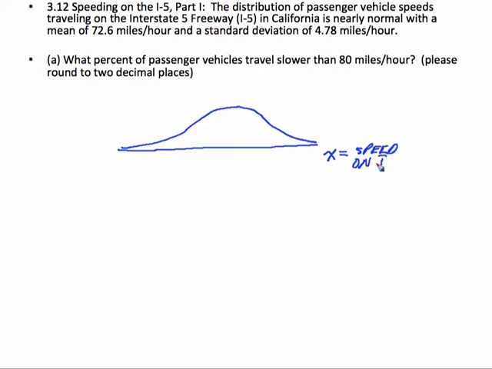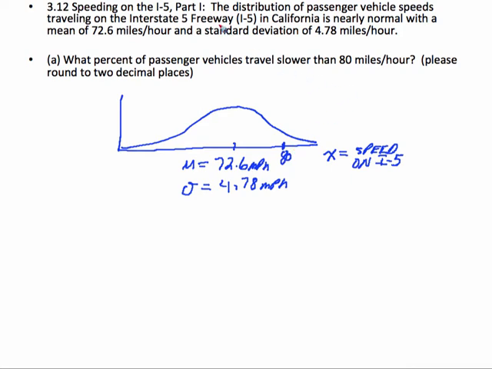So our horizontal axis represents that value, and the vertical axis, of course, that's the frequency, or actually the density in this case. Okay, so we know the mean here is at 72.6 miles per hour. And we know that the standard deviation, sigma, is at 4.78 miles per hour. Okay, and what they want to know is what percent of the passengers travel slower than 80 miles per hour. Okay, so let's see, 76, roughly 77 would be about one standard deviation to be about there. So 80 is going to be roughly about in that neck of the woods, right about there.